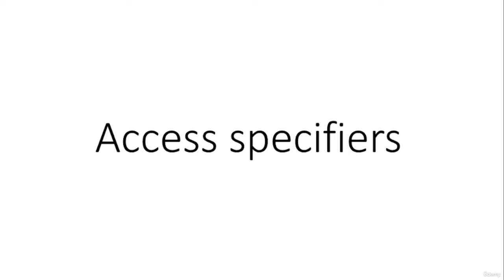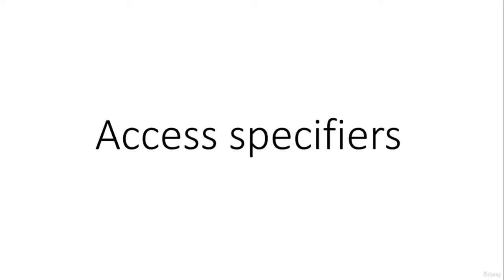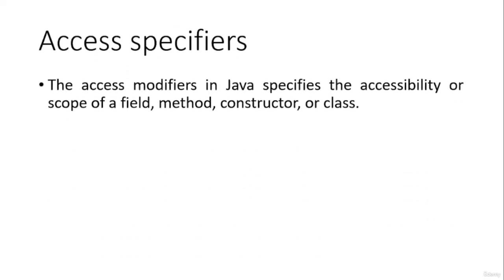Hello and welcome back. In this lecture, we are going to discuss Java access specifiers. So, what are access specifiers in Java? Access specifiers are things which restrict our access to members, such as classes, fields, methods, and constructors. Everything we can restrict their access.